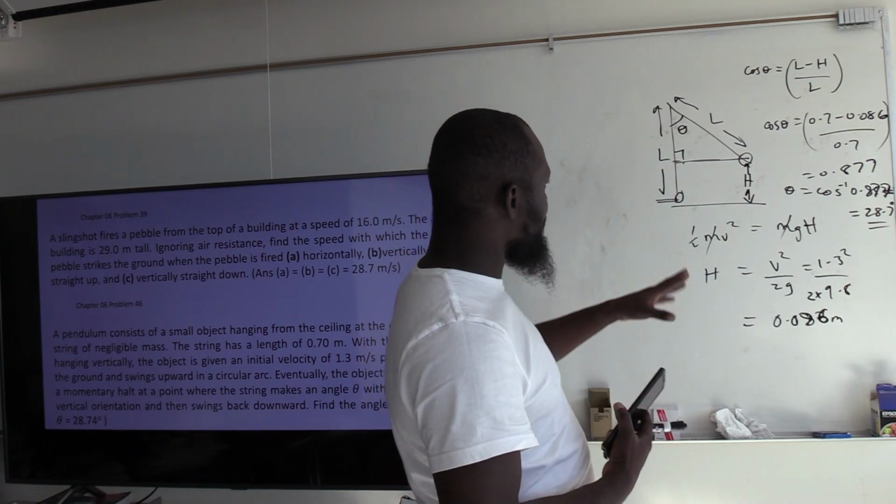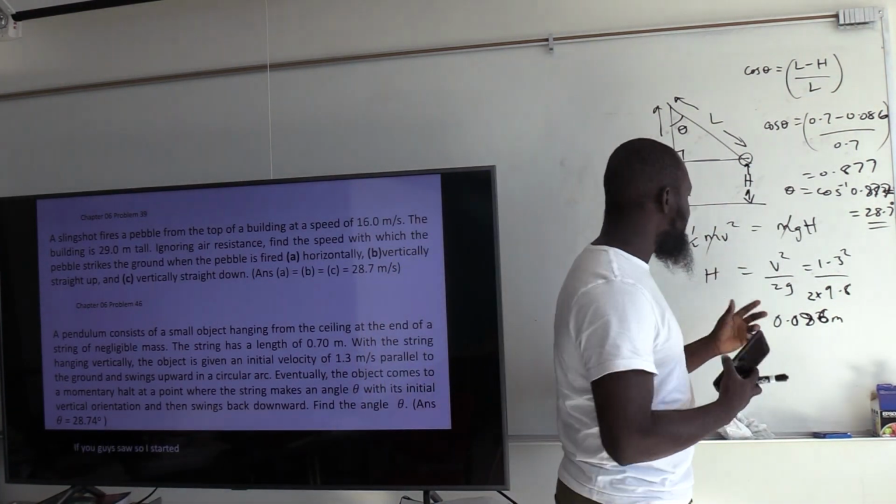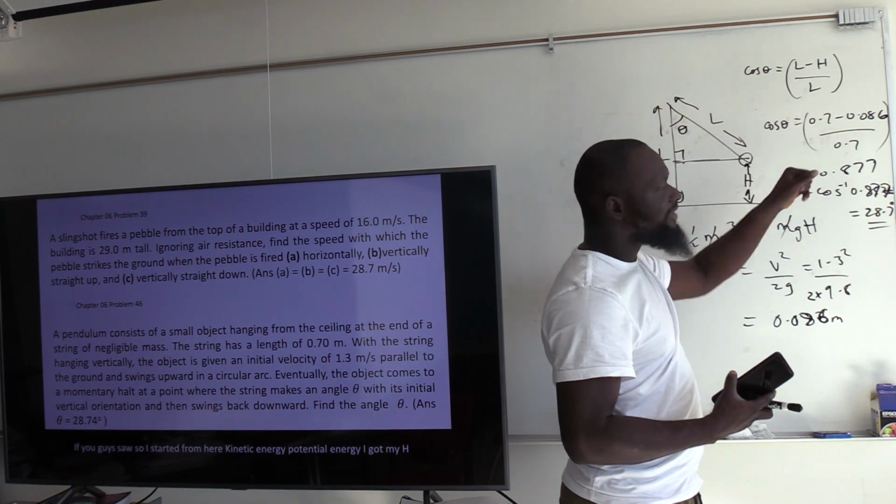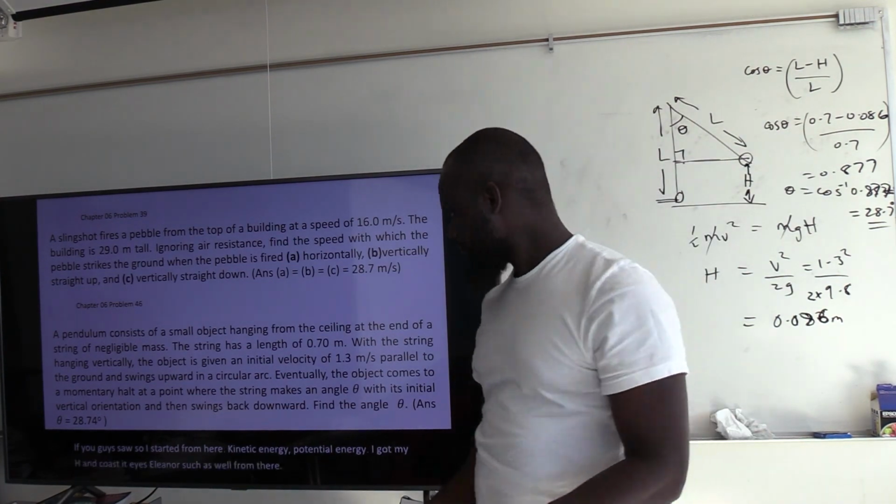I don't know if you guys saw. So I started from here, kinetic energy, potential energy. I got my H, and cos theta is L minus H over L. From there I got theta. Okay.